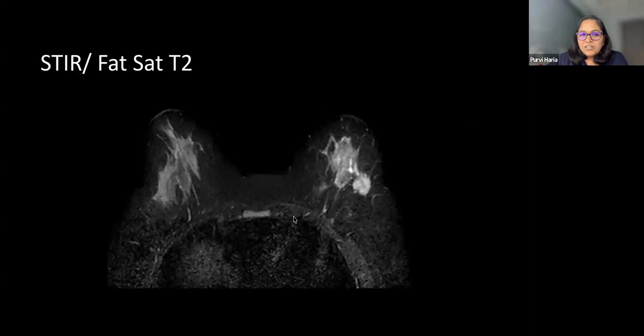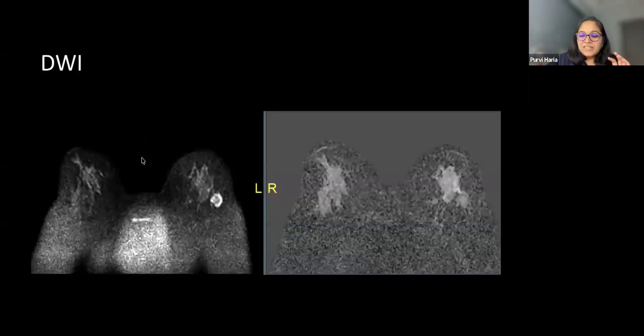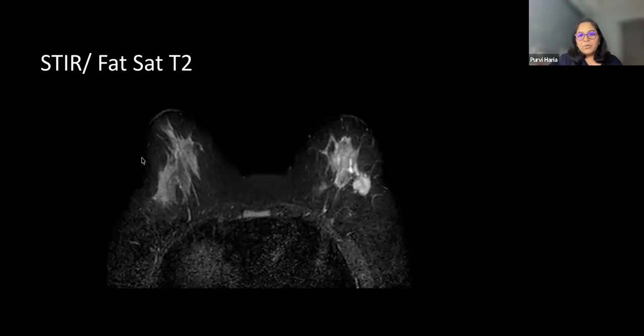So this is a STIR image, where everything on T1, T2 fat that you were seeing, which was bright, is now suppressed. There is some technical difference between STIR and fat-saturated T2 images in how the sequence is acquired, but for breast MR purposes, both are similar kinds of sequences. Here you see this lesion, which is very bright. The entire parenchyma is also showing brightness, but this lesion you can see is bright.